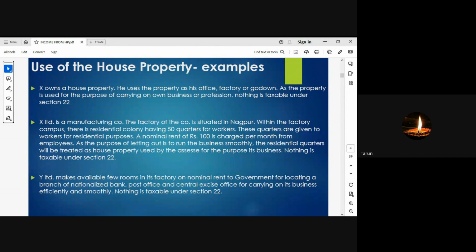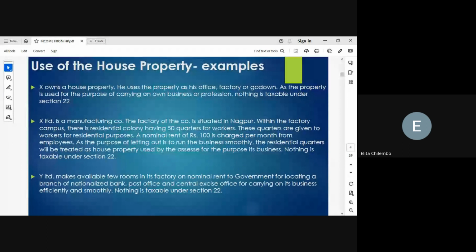Yes, I understood. The third point is why Limited makes available a few rooms in its factory on nominal rent to the government for locating a branch of a nationalized bank, post office and central excise office, for carrying out its business efficiently and smoothly.